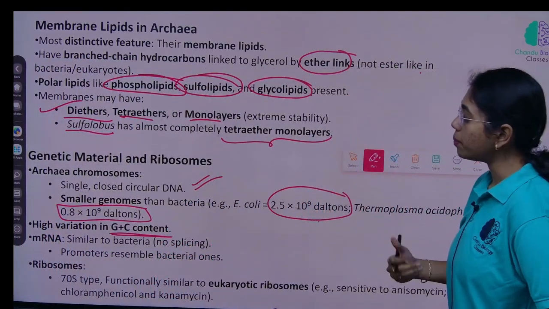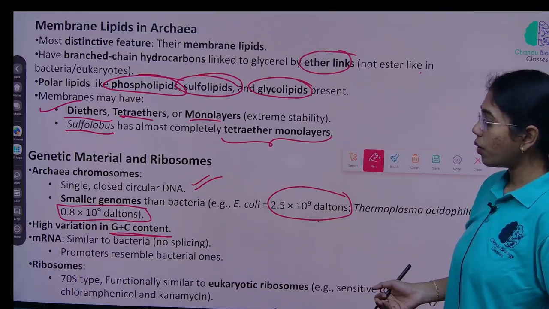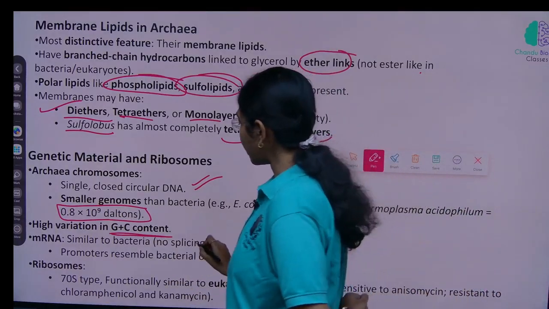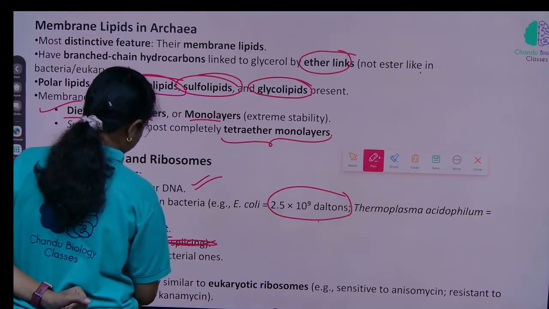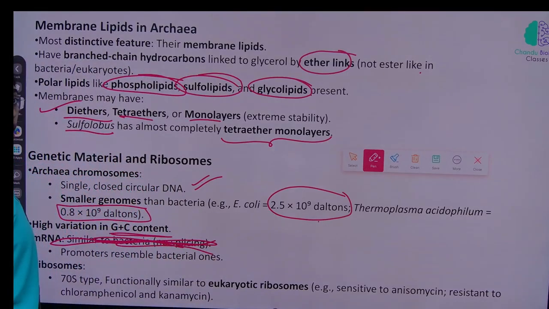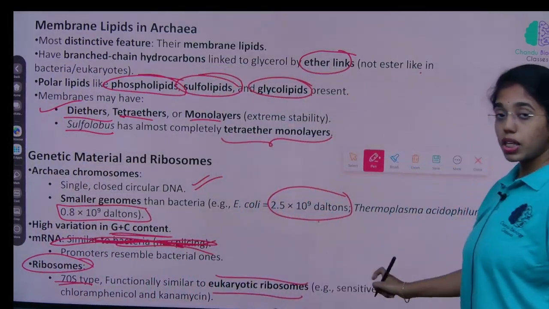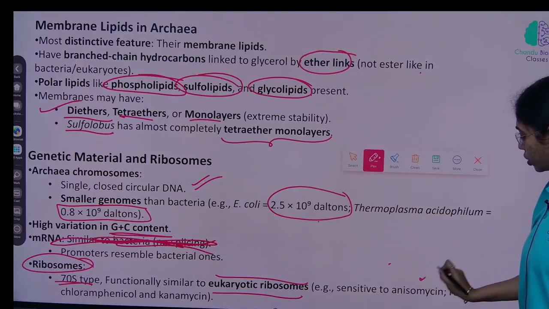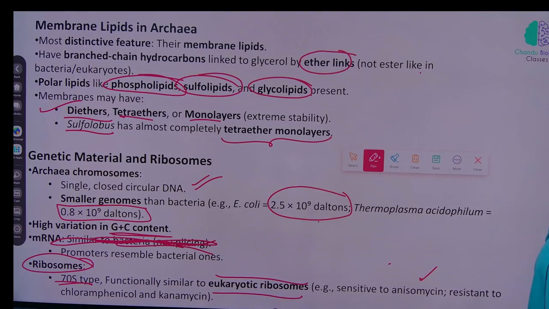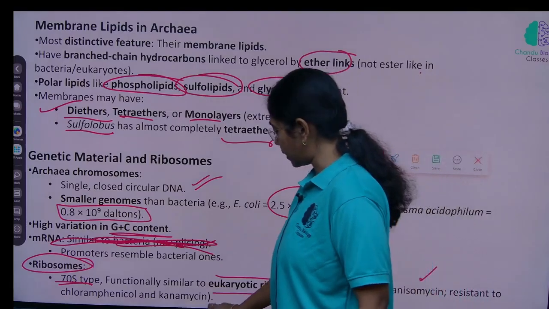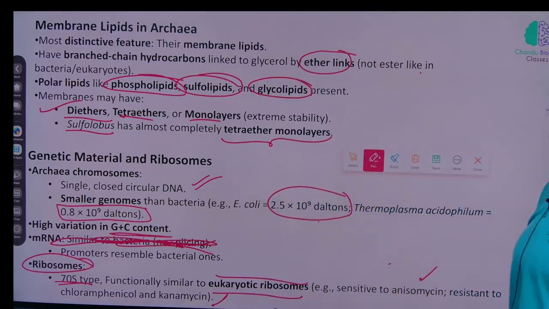And mRNA is similar to bacteria, there is no splicing. Sorry, this statement is wrong. mRNA is similar to eukaryotes, not bacteria. Splicing occurs, and promoters resemble eukaryotic ones. The ribosome is of 70S type, whose function is similar to eukaryotic ribosomes. For example, the ribosomes in archaebacteria are sensitive to anisomycin and resistant to chloramphenicol and kanamycin. You have to remember which drugs it is sensitive to and which it is resistant to.